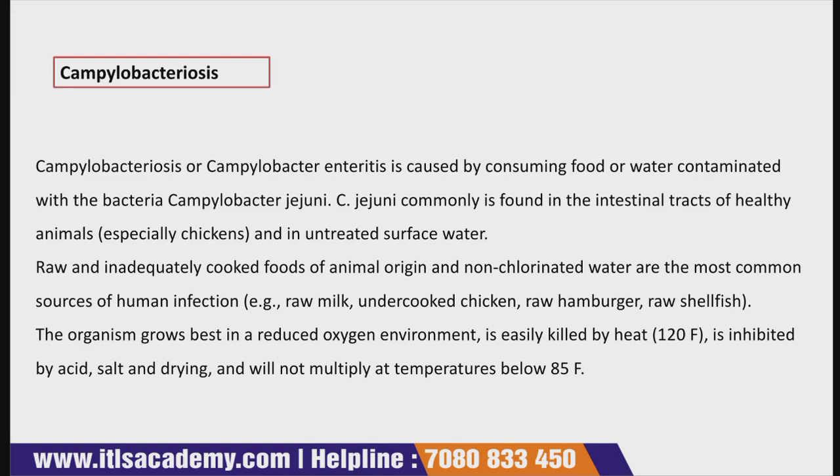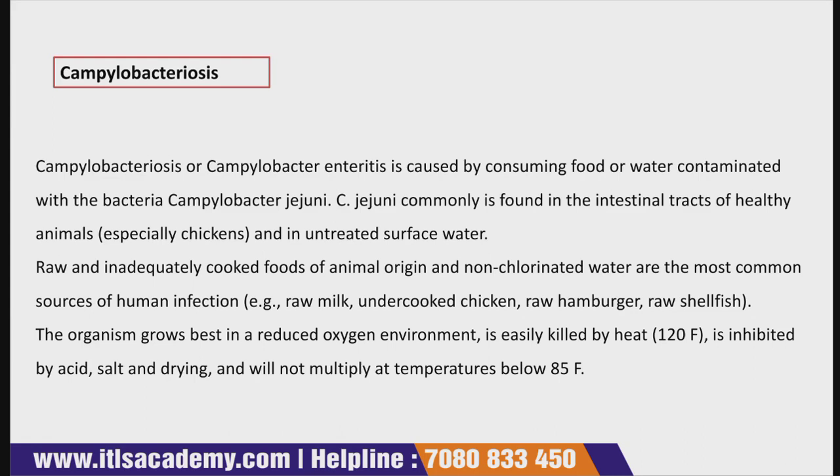So raw and inadequately cooked food of animal origin and non-chlorinated water are the most common sources of human infections. Examples: raw milk, uncooked chicken, raw hamburger, raw shellfish. These organisms grow best in a reduced oxygen environment. They are easily killed by heating at 120 degrees Fahrenheit, and inhibited by acid, salt, and drying, and will not multiply at a temperature below 85 degrees Fahrenheit.